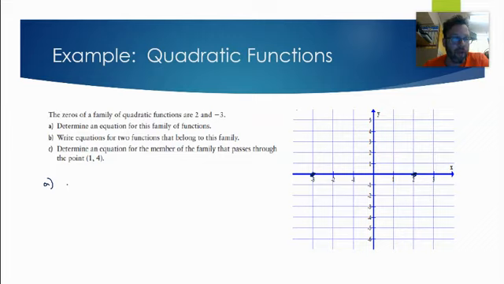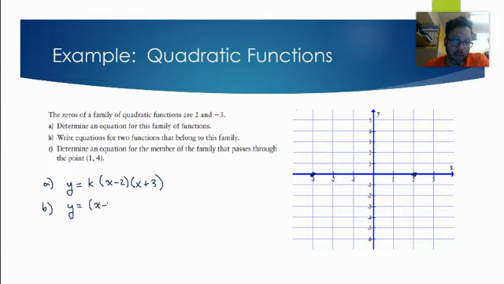We know that the family is going to look like this. y equals, and in this one we're going to use k for the value of our leading coefficient. So the function looks like y equals k times (x minus 2)(x plus 3). For part b, the equations of two functions, you just pick two values of k. It doesn't really matter. I can list a few of them. You can choose what you want.